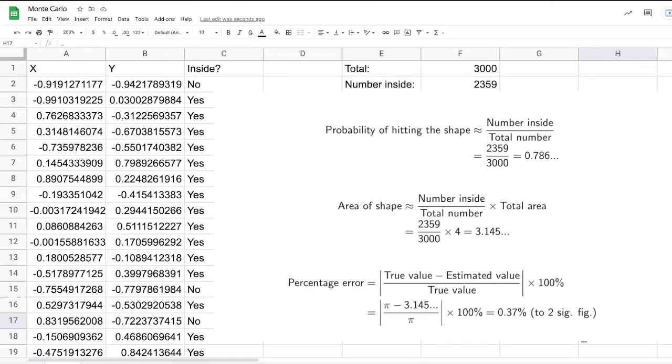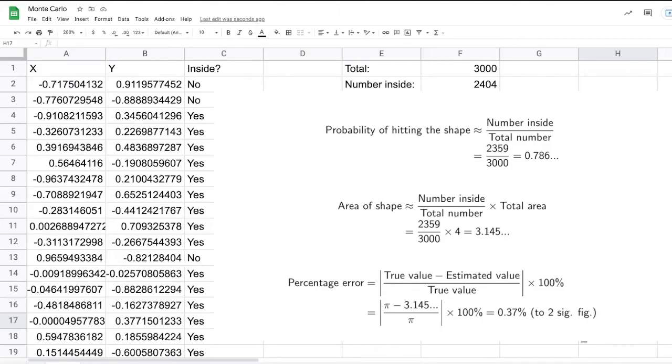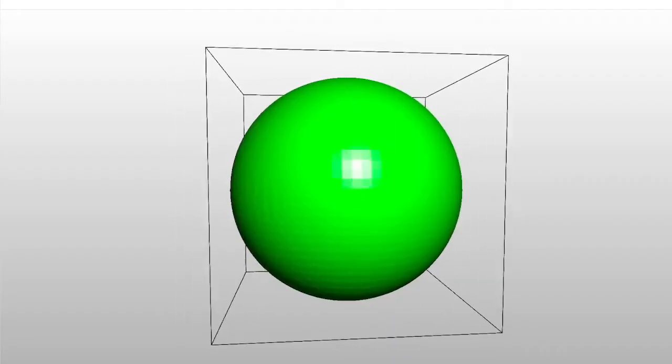So we've done a little bit better here than before. We now have 2 significant figures of accuracy, 3.1 essentially. I can do this again if I generate new numbers. Of course, the estimated area will be different. You can actually do the same thing for volume as well.